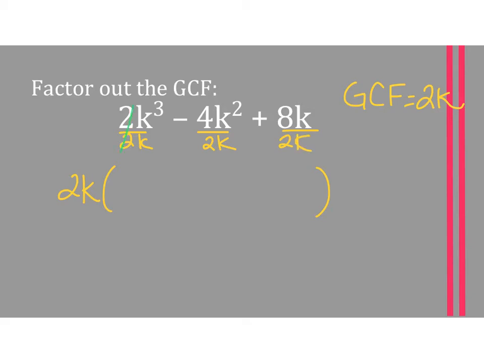2 divided by 2 is 1. K cubed divided by k to the first is k to the second. Keep your base, subtract your exponents. Minus 2k, because 4 divided by 2 is 2. K squared divided by k is k. And the last term, 8 divided by 2 is 4. K divided by k is 1. Okay, so this right here is your factored polynomial.